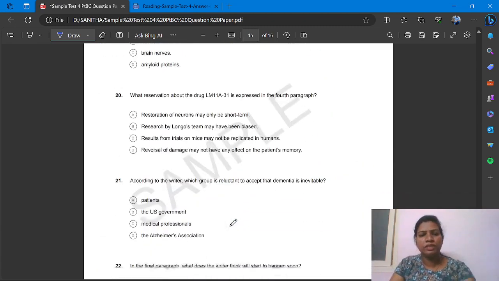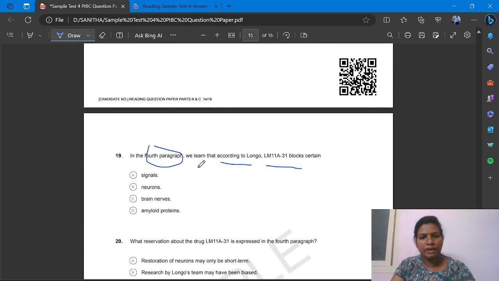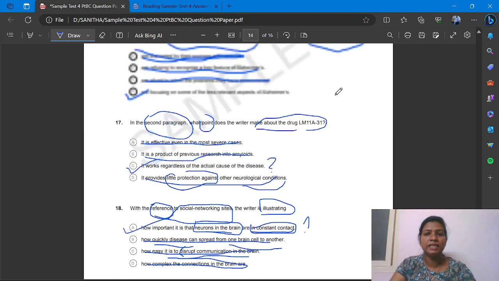Okay, what is the question? In the fourth paragraph, we learned that according to Longo, LM11A31 blocks certain what? Certain blocks.